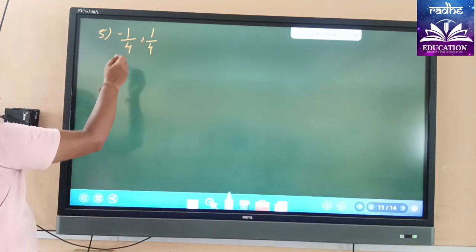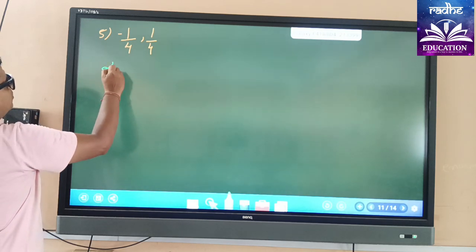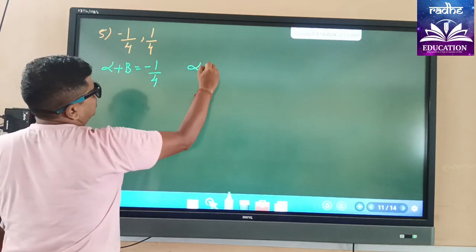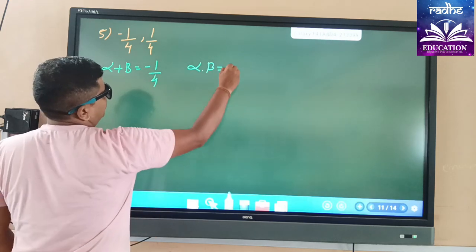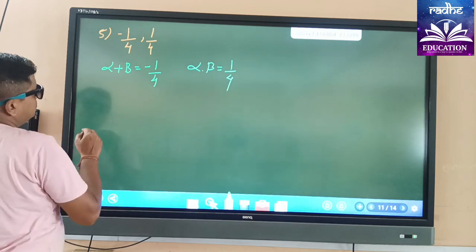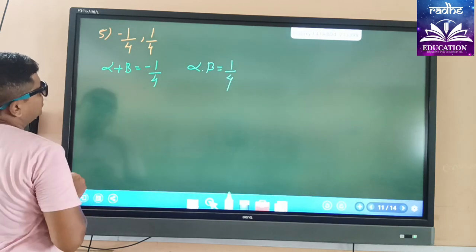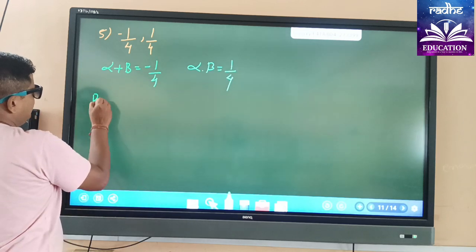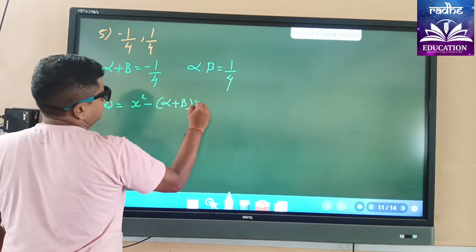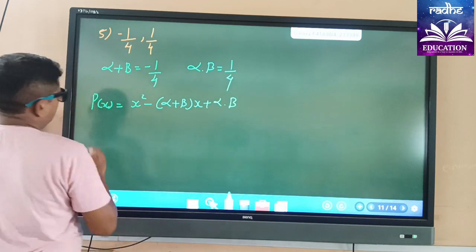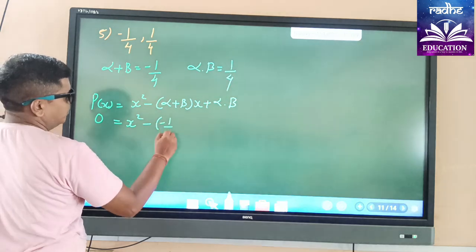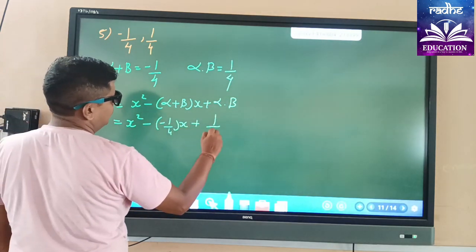Okay, minus 1 by 4 and 1 by 4. So here the value of the sum of the zeros is given, alpha plus beta equals to minus 1 by 4, and the product of the zeros is given, that is alpha into beta equals to 1 by 4. Okay, so we can write here alpha plus beta equals to minus 1 by 4. So we have standard form is p(x) equals to x square minus (alpha plus beta)x plus alpha into beta. This is x square minus alpha plus beta, which is given minus 1 by 4, x, and alpha into beta is given 1 by 4.